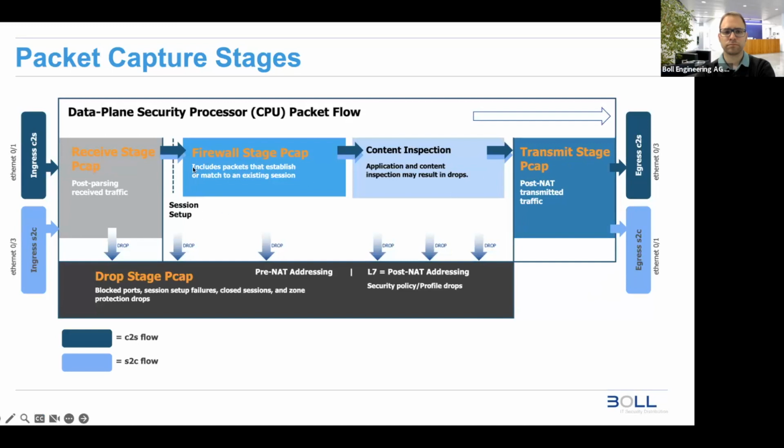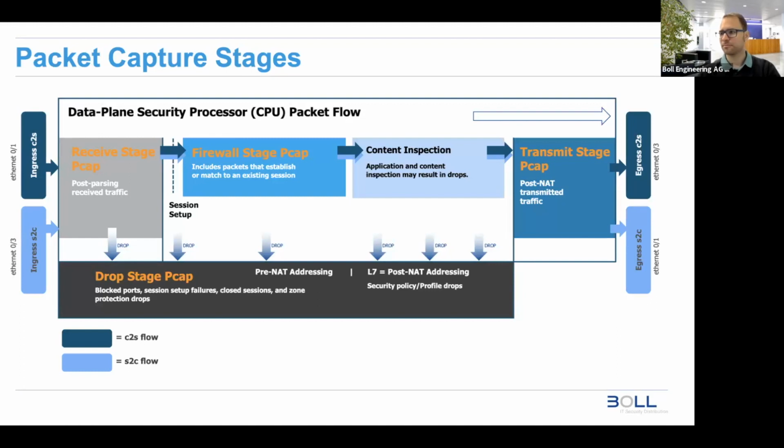If one of the stages, for any reason, is dropping the packet, then there is a specific stage or a camera which is capturing all the packets that are dropped. It's like having a camera on your waste bin. So if the firewall is sending a packet into the waste bin, then you have a camera which is capturing the packets which are thrown into the waste bin. You know what I mean, right?